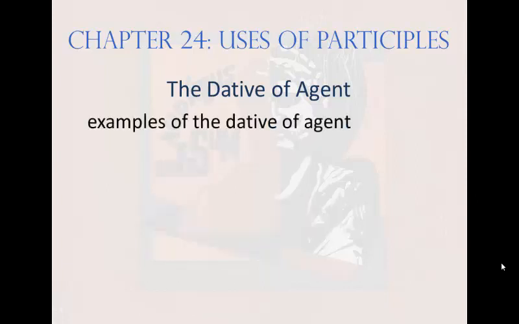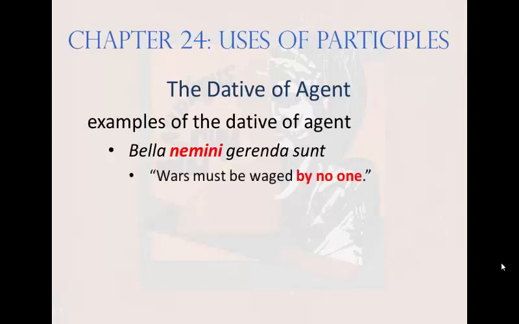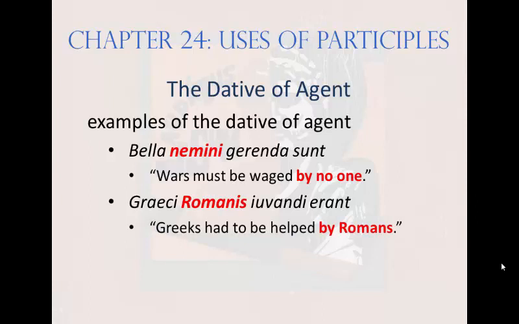Let's look at some examples of passive periphrastics with datives of agent. Translate the following sentences, please. Bella nemini gerenda sunt. What does that mean in Latin? That's right. Wars must be waged by no one. Nemini is a dative of agent. Next sentence. Graeci Romanis iuvandi erant. Translate, please. The Greeks had to be helped by the Romans. Romanis is a dative of agent. Also note, you have to say had to here, since it's past tense.